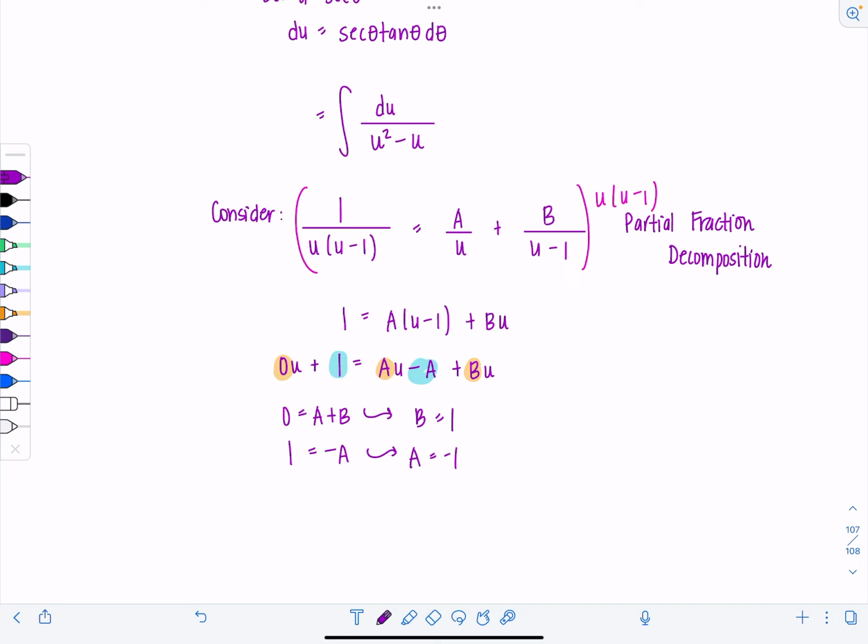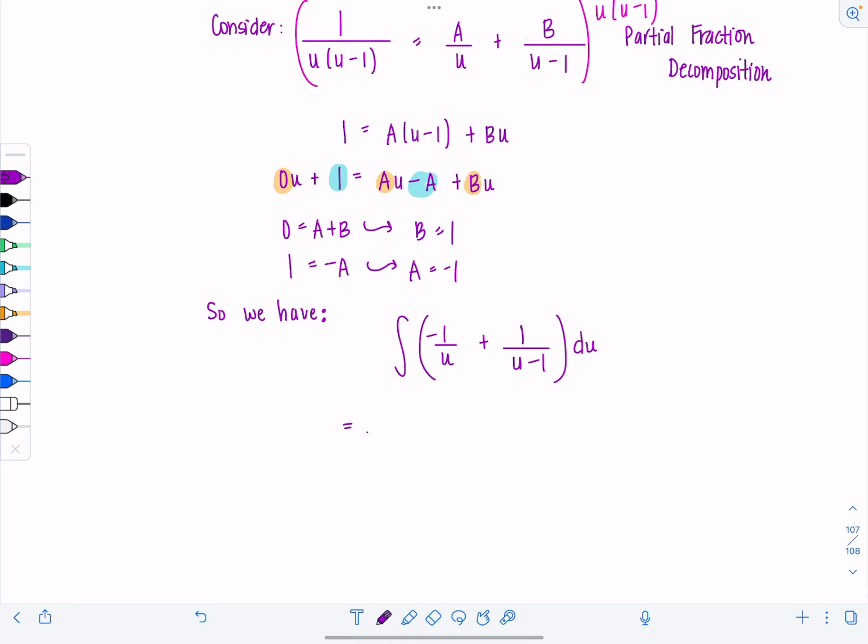Okay, so now we can rewrite our integrand using the partial fraction decomposition. So I'm going to have the integral of A over u instead of all this. So A is negative 1, so negative 1 over u plus B, which was 1, over u minus 1, excuse me, du. Can you integrate that? I hope so.